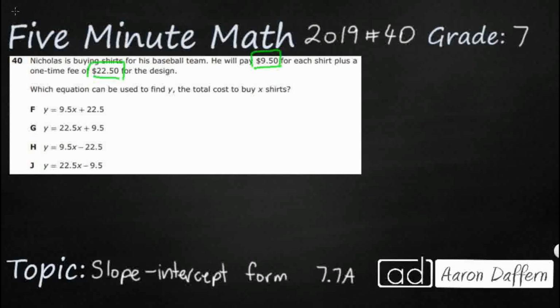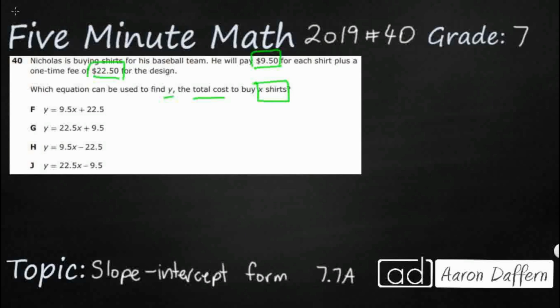We don't really need the zero in the hundreds place. But we need to find an equation to use. And we've got x's and y's. So y is the total cost, and then x represents the number of shirts. So let's see if we can figure this out real quick.